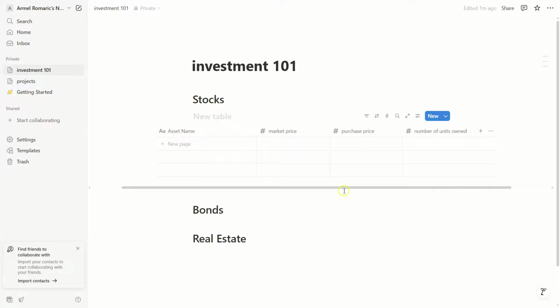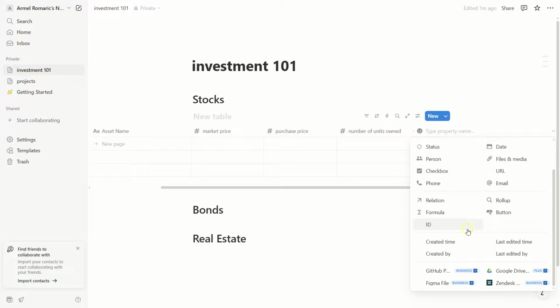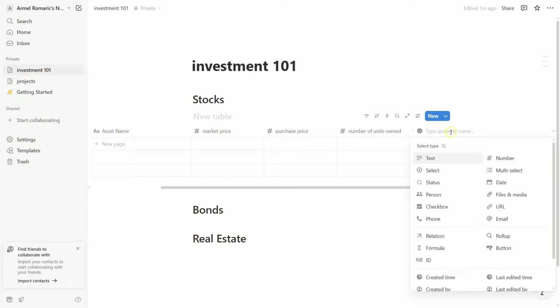Here's where Notion's magic really shines. Create a formula field to calculate the total value and the profit or loss for each asset. This is done by multiplying the number of units with the current market price and then subtracting the cost.